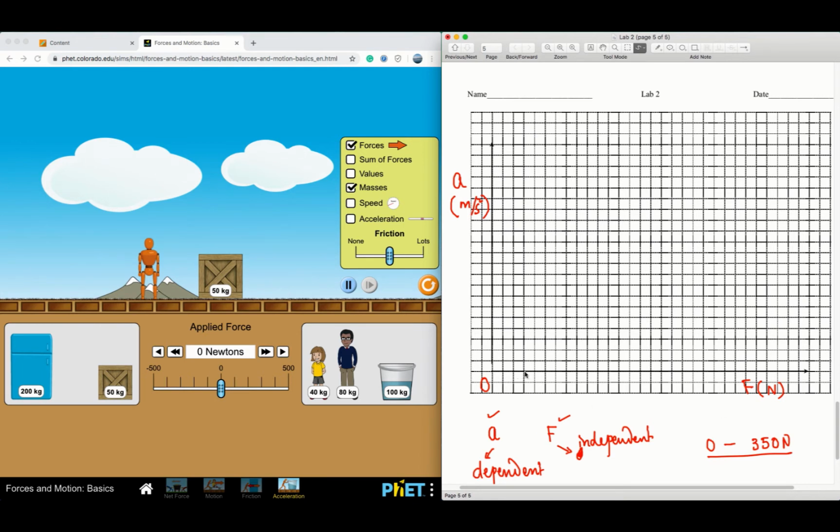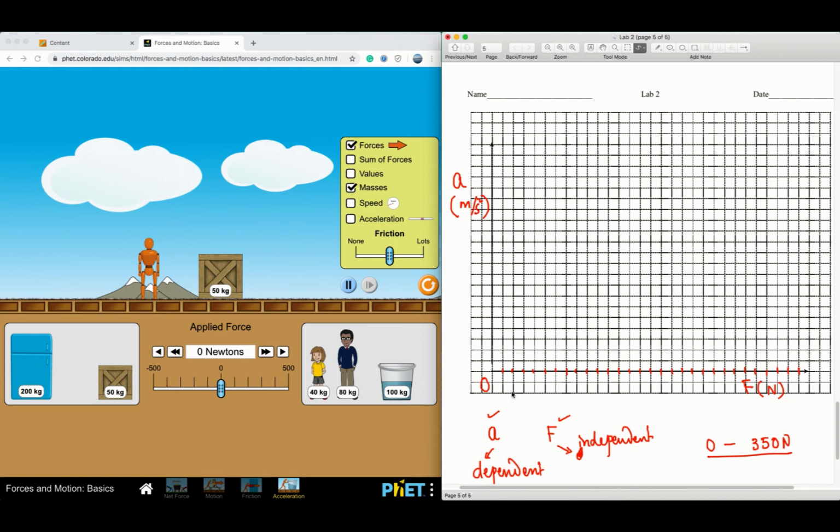So we have 1, 2, 3, 4, 5, 6, 7, 8, 9, 10, 11, 12, 13, 14, 15, 16, 17, 18, 19, 20. It seems like we don't have 35 divisions, so let me count again. 1, 2, 3, up to 20, 21, 22, 23, 24, 25, 26, 27, 28, 29. So we only have 29 scales.